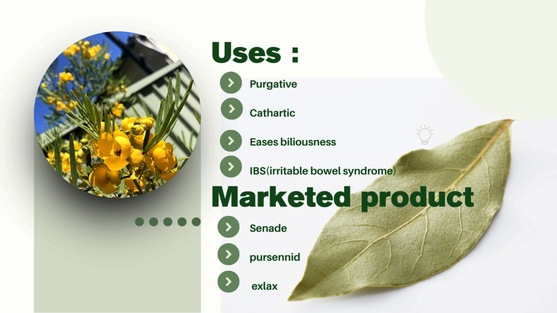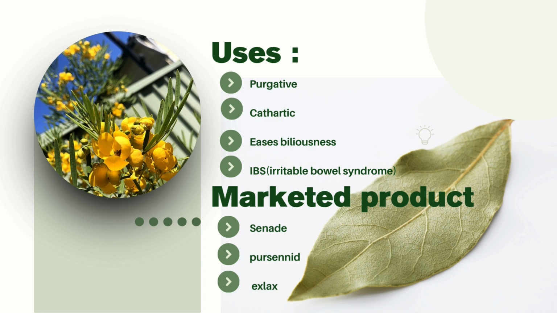Senna's uses are extensive and well recognized in modern and traditional medicines. Its primary role is as a purgative and cathartic, efficiently relieving constipation through its action on the intestines. Additionally, senna is used to ease biliousness, aid digestion, and is sometimes considered beneficial in managing symptoms of irritable bowel syndrome.